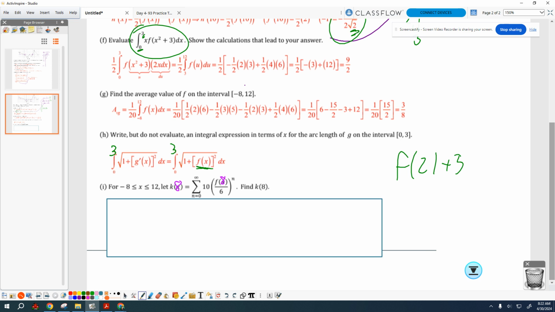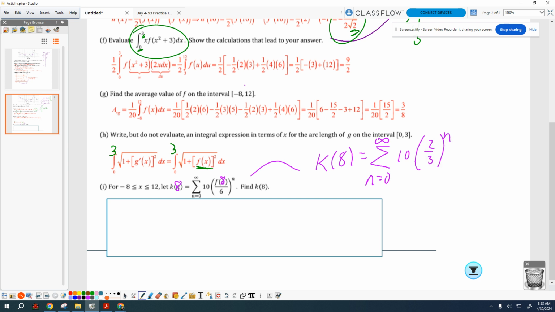So now k of 8 is this sigma from n equals 0 to infinity of 4/6 to the n. What is that series? Geometric. What is the first term? 10, not 0. Putting in 0 for n, that becomes 1, but the 10 is still there. That's my first term. What am I multiplying by each time?